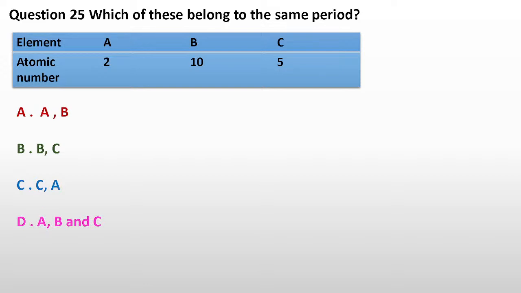So which of these belong to the same period? So give me the answer for question number 25. Answer me. And the correct answer is B, that is element B and element C.